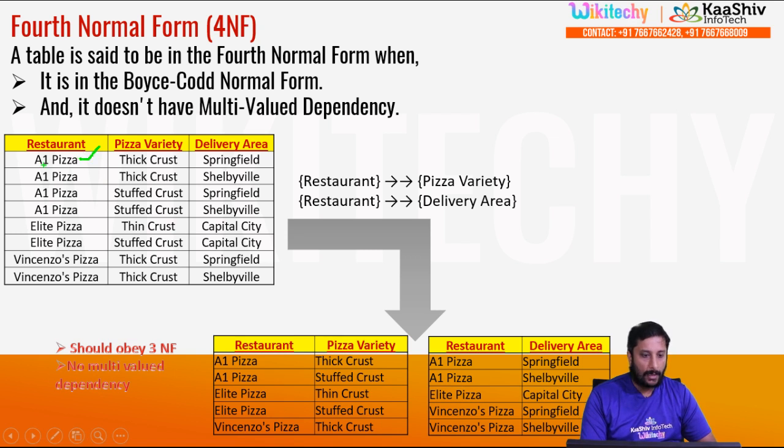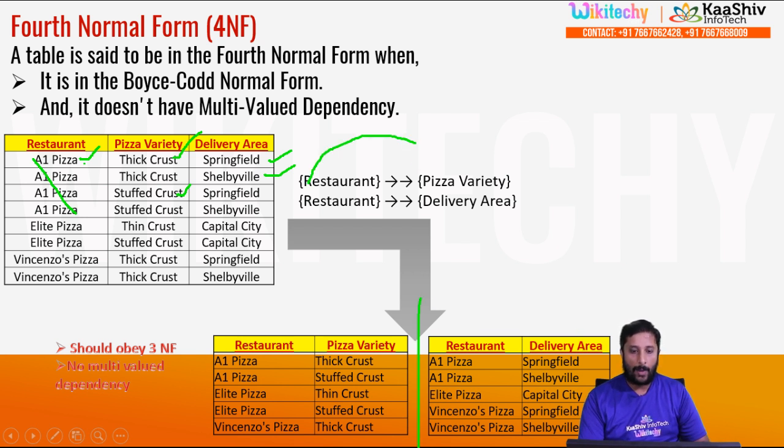A1 pizza will be available in thick crust format and stuffed crust format in Springfield and Shelbyville. If you get this kind of data, a multi-valued dependency, in that case divide it. So A1 pizza versus pizza variety, A1 pizza restaurant versus the delivery area. So divide this table if you have multi-valued dependency. Let me repeat if you couldn't understand.